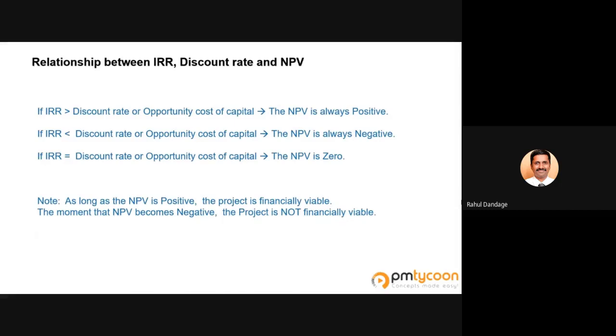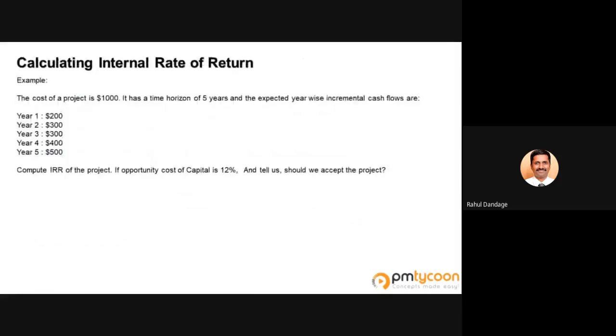Also, let's look at the other relationship between internal rate of return, discount rate, and net present value quickly. Whenever internal rate of return is greater than discount rate, your net present value is always going to be positive. And if the IRR is less than discount rate, then the net present value is going to be negative. And if the internal rate of return is equal to discount rate, then the net present value is going to be zero.